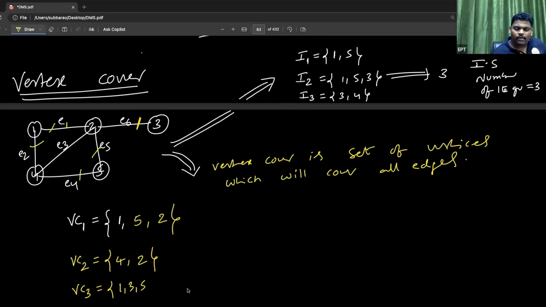One edge is still left out. Which one? I think E3, no one covered. 1 covered only E1, E2. 3 covered only E6. 5 covered only 4 and 5. I think 3 still left out.